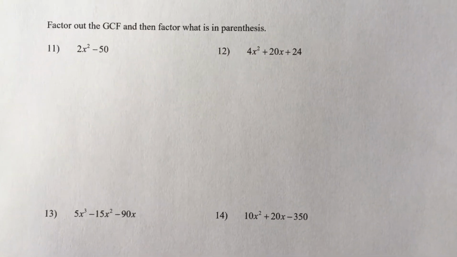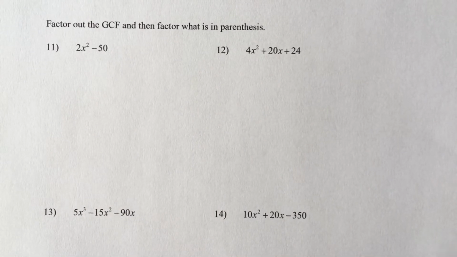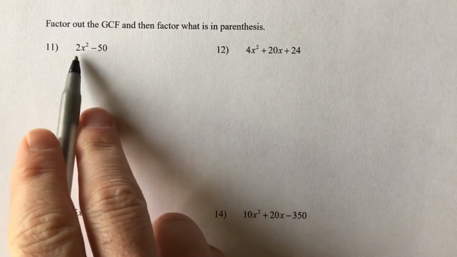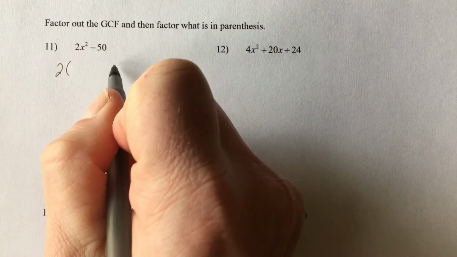All right, on this one, what we're going to do is pull out the greatest common factor first, and then we're going to try to factor what's inside the parentheses. So to start us off here, if we have 2x squared minus 50, we notice that both of those are divisible by 2, so we can pull a 2 out.